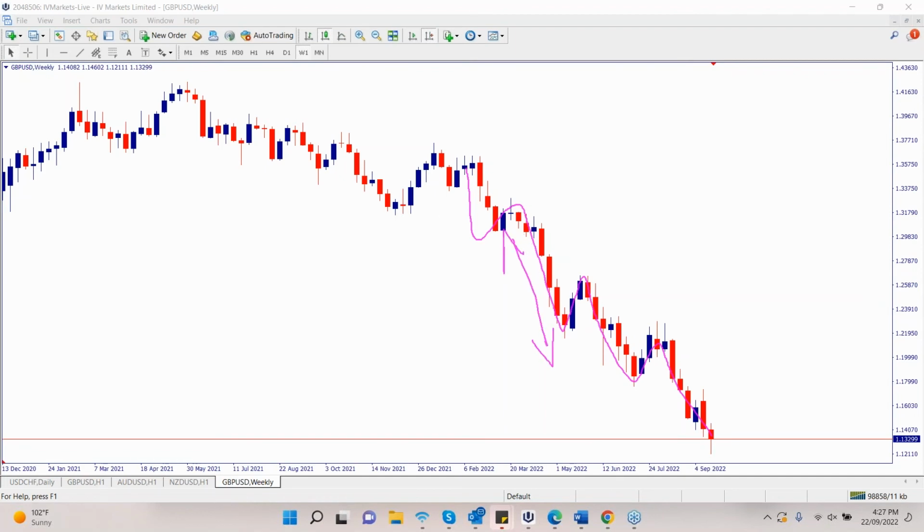So now what we're going to do, just simply go to the Fibonacci tool and just apply it week to week.